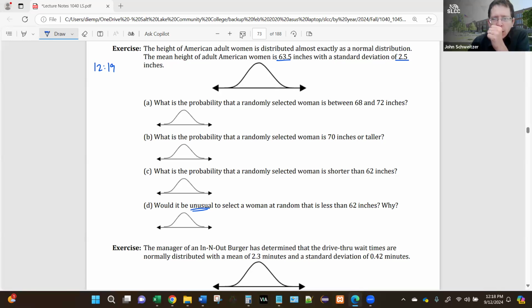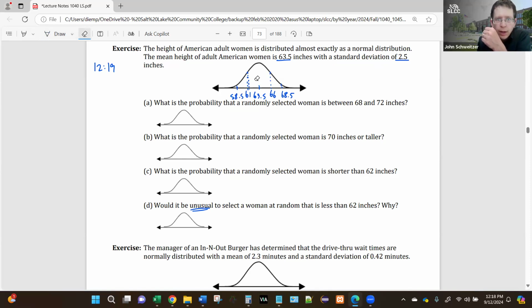Okay, let's go through this. So 63.5 here in the middle, standard deviation 2.5. If I start adding 2.5, that'll get us to the inflection point there. That's 66. If I add another 2.5, that gets me to 68.5. If I then start subtracting 2.5 from both sides, that'll get me to my other inflection point on the left, which would be 61. And then if I go one more standard deviation, that's going to give me 58.5.